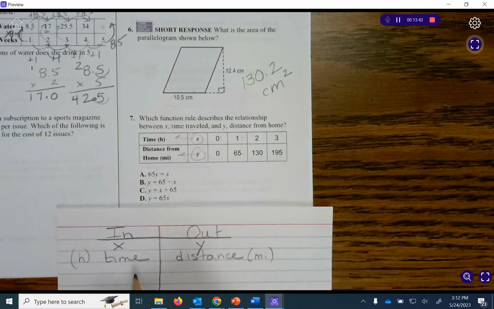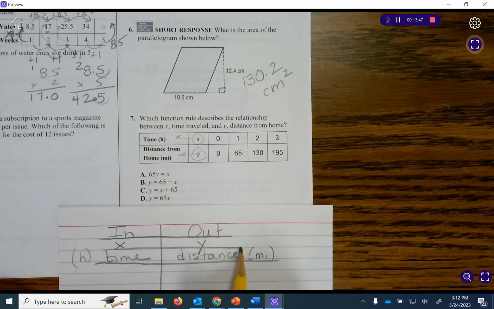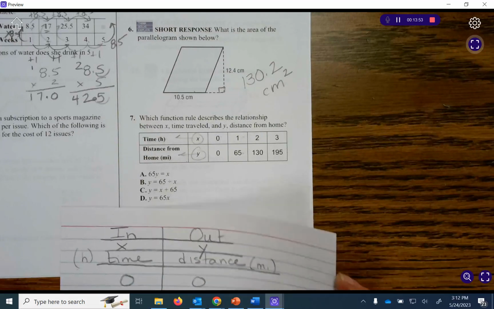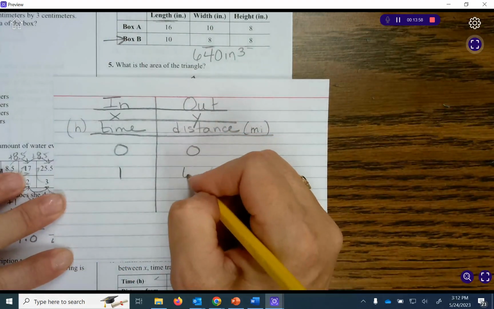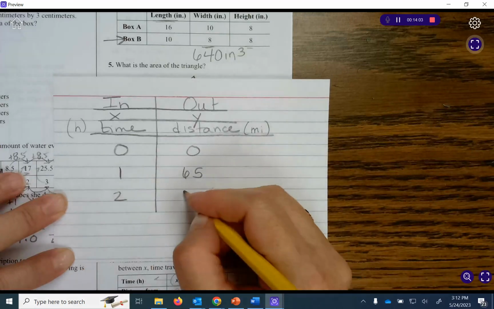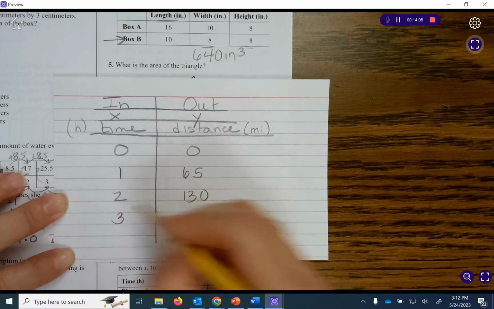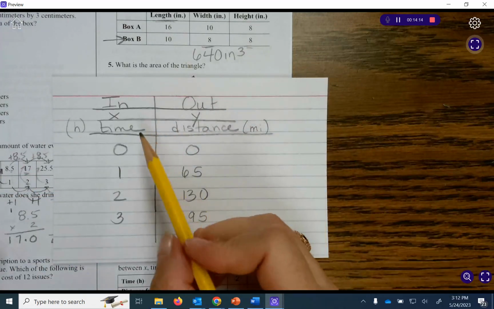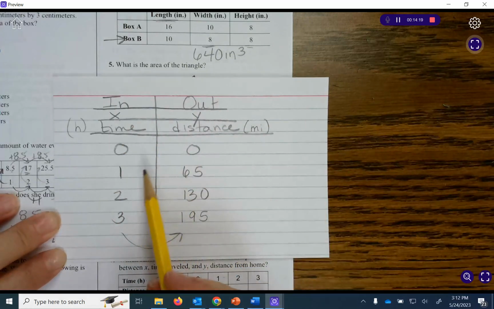So if the time is 0, the distance you traveled is 0. If the time is 1, the distance you traveled is 65. If the time is 2 hours, it's 130. And if it's 3 hours, the distance is 195. So you have to ask yourself, how do I get from X to Y? Because X always comes first and then Y. Well, the easiest one is here.